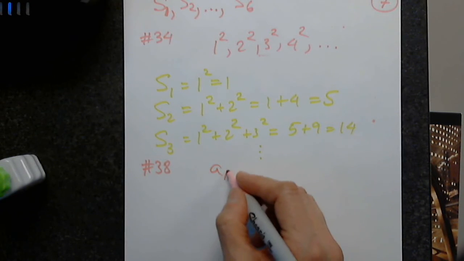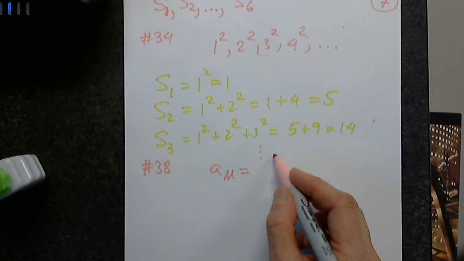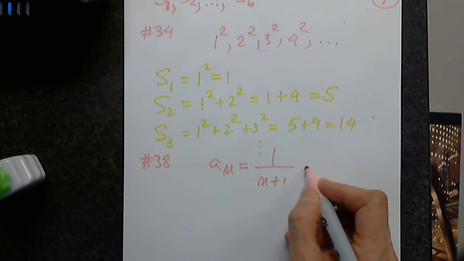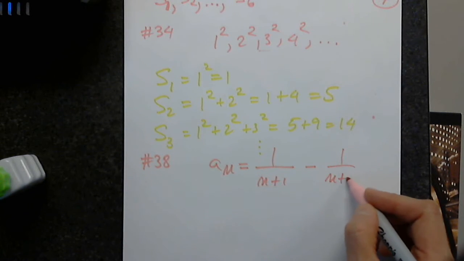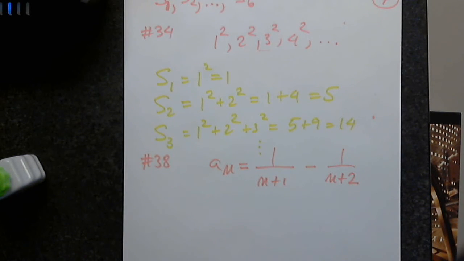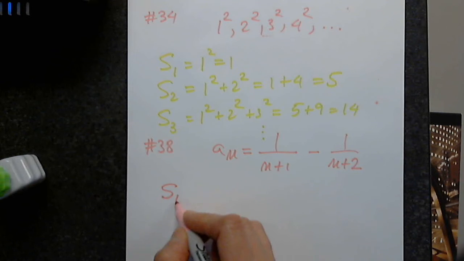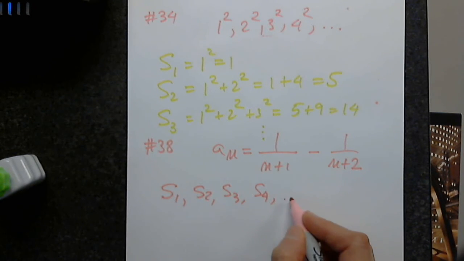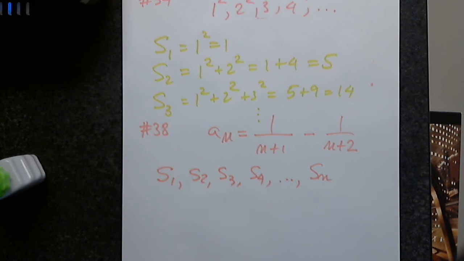No, 38 is good. A sub n, a_n, the general term or the nth term, is 1 over n plus 1 minus 1 over n plus 2. So here they're asking us to find S1, S2, S3, S4, dot dot dot, and also Sn. The first 4 partial sums and the last one.